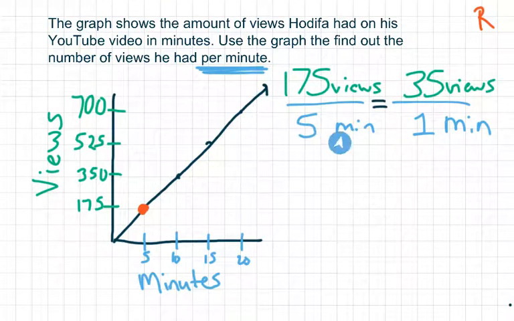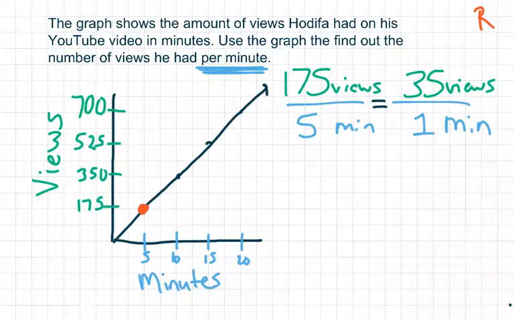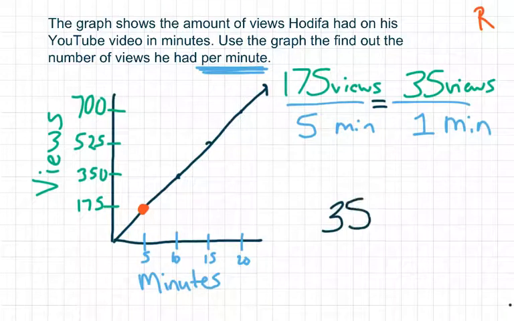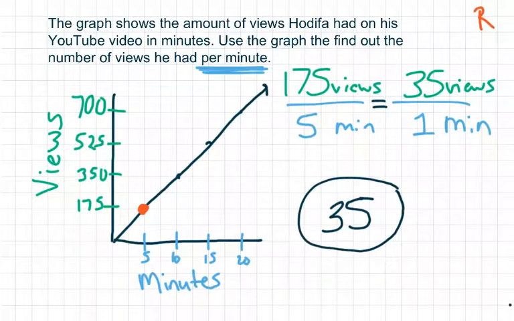So I have my denominator as 5 minutes. That means, according to this red point here, at 5 minutes, the views was 175. So 175 views divided by 5 minutes would be 35 views per 1 minute, which means my unit rate would be 35. So my rate here is 35 views per 1 minute. Each minute that passes, there's 35 views on his YouTube page.